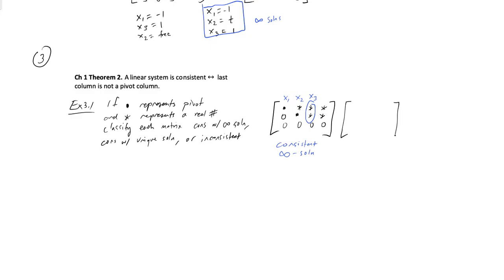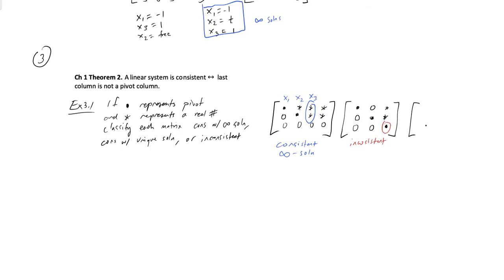Let's look at another matrix. Let's look at a matrix where we have a pivot, 0, star, 0, a pivot, star, and 0, 0, pivot. Okay, so this is a problem. This is inconsistent because that last column is a pivot column. Another way of saying this is we have a bunch of zeros and then a non-zero number, and that means 0 is 1, or 0 is whatever that non-zero number is, and that's inconsistency.